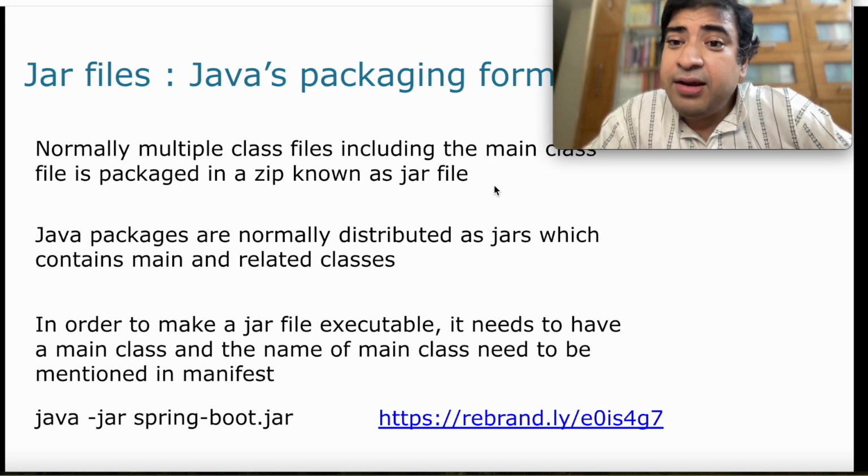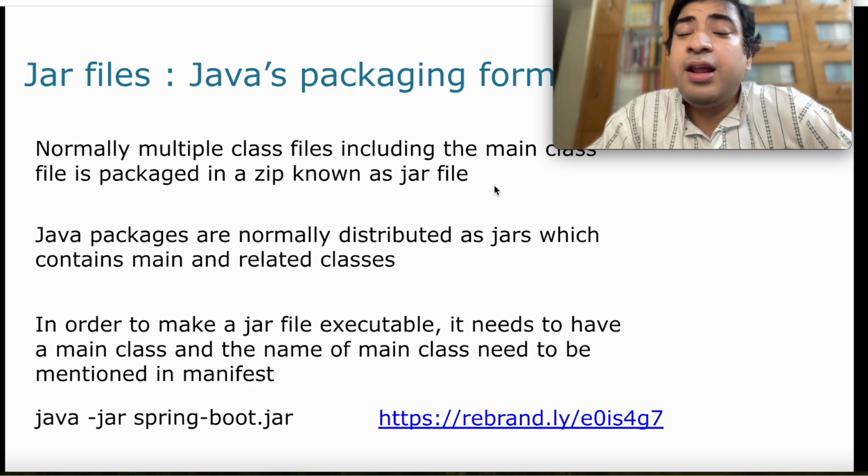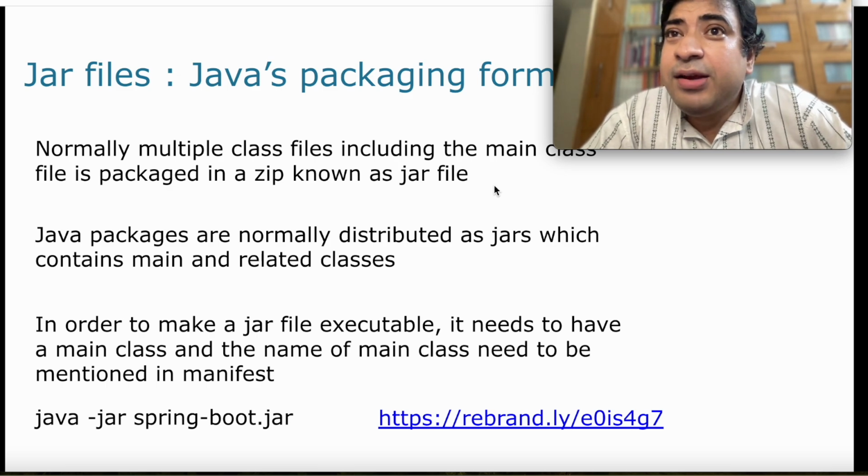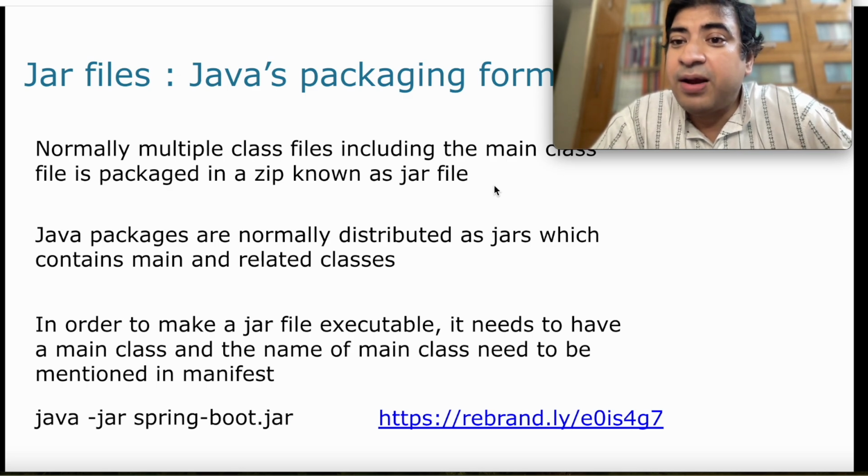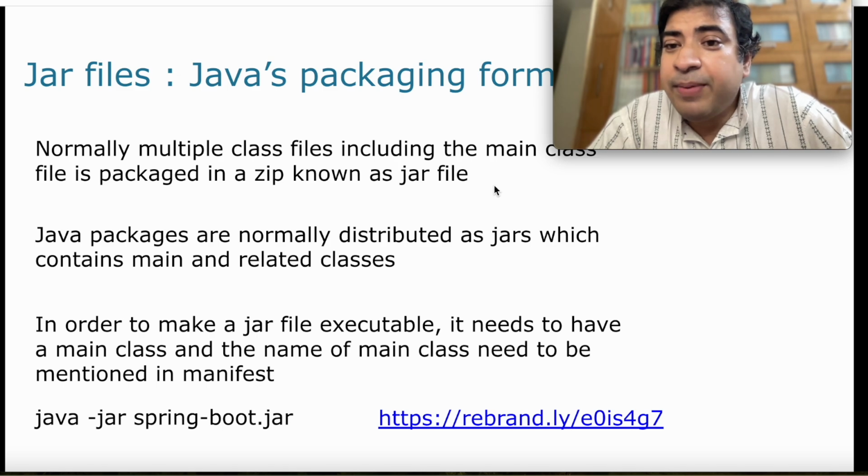Now, the jar files may or may not be executable. And when will they be executable? Only when there is at least one class in the jar file which has the main method. Otherwise, it cannot be executable, right? A Java program cannot be executable if it does not have a main method.